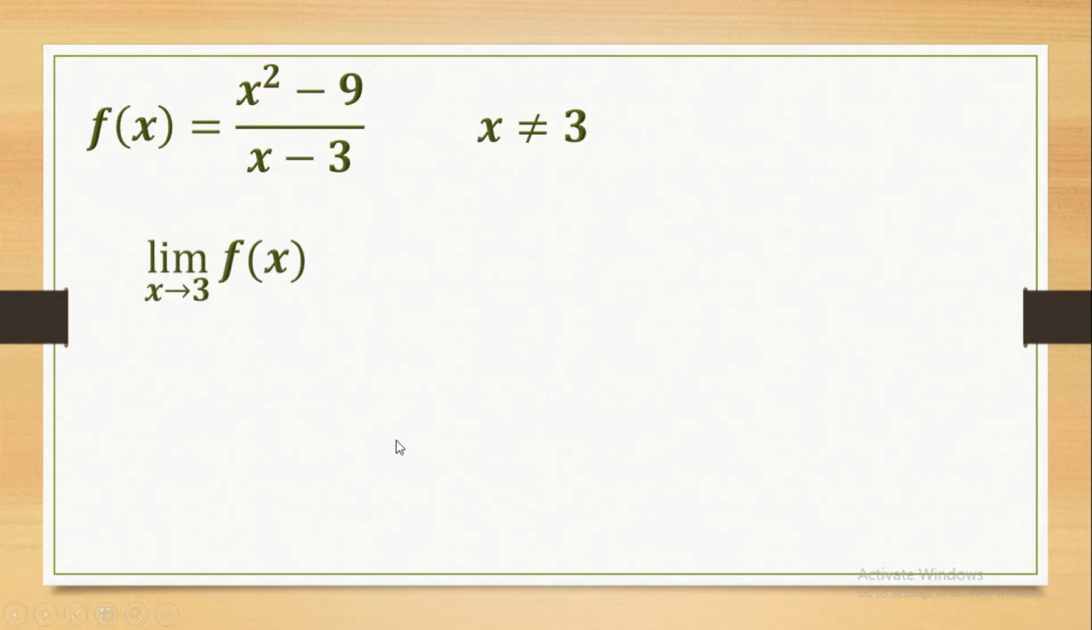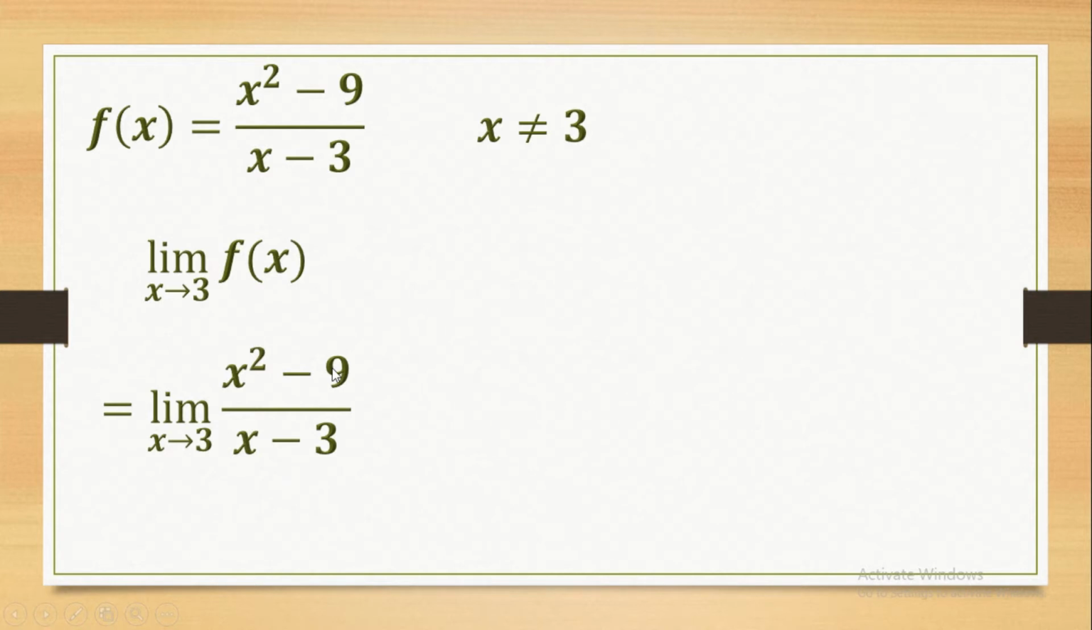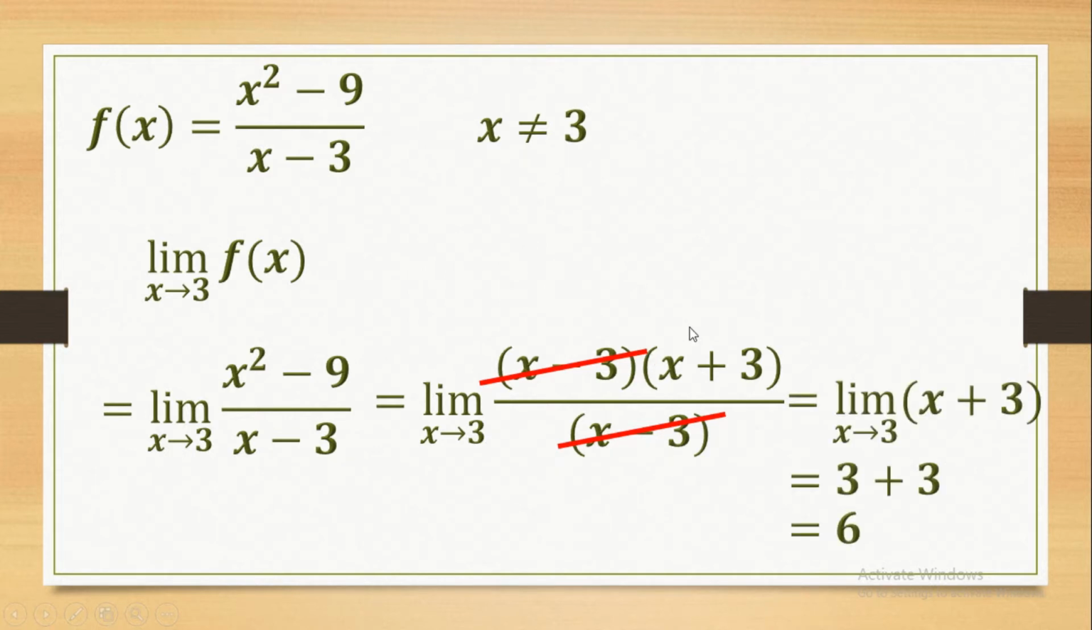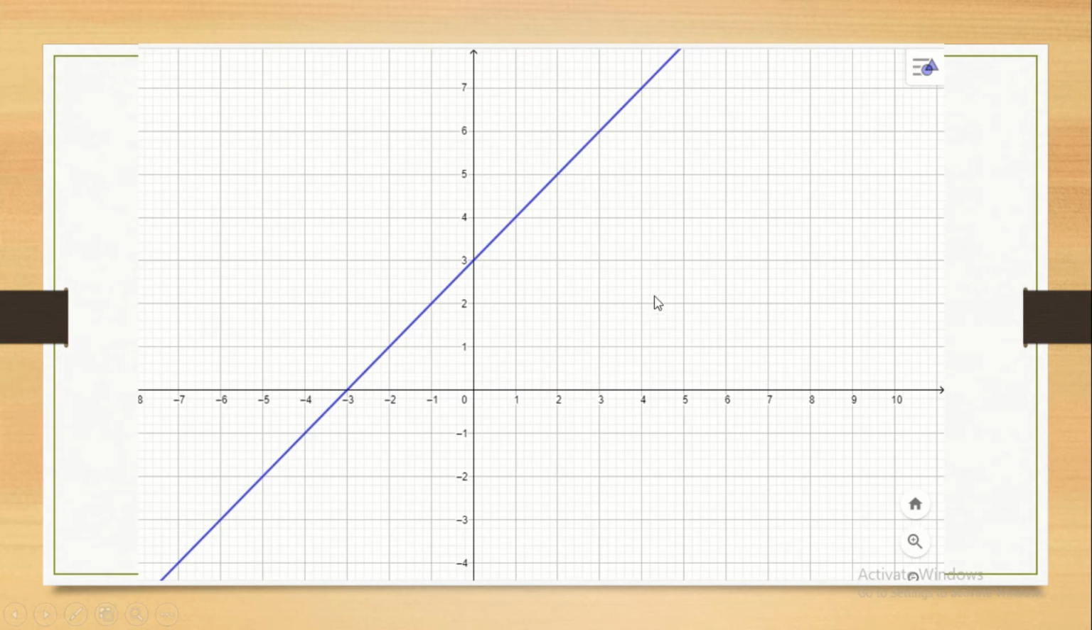Well, we can write x squared minus 9 as x minus 3 times x plus 3. Now we can simplify x minus 3 by x minus 3. Now what should be the limit of f of x as x tends to 3? Here we can replace x by 3. Then the limit of f of x is 3 plus 3, which will be equal to 6. Note that since this limit exists, we can say that f of x will be continuous at x equals 3, and note that f of 3 is 6.